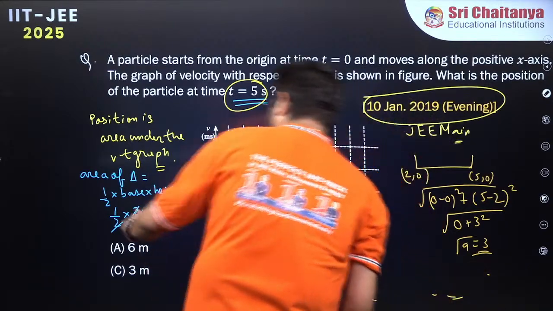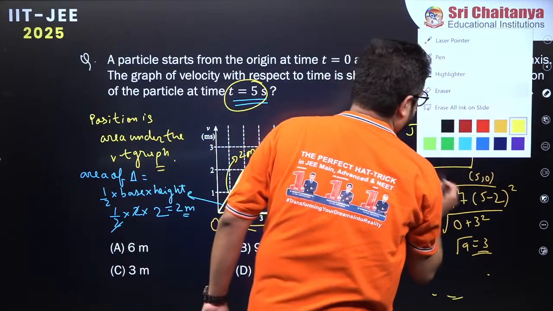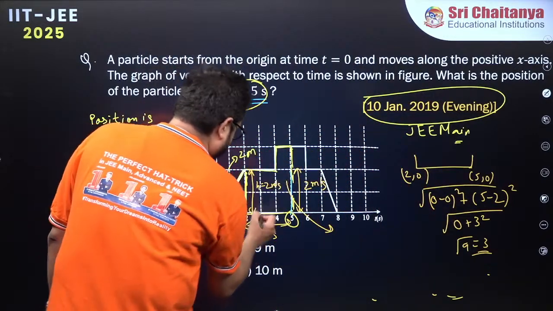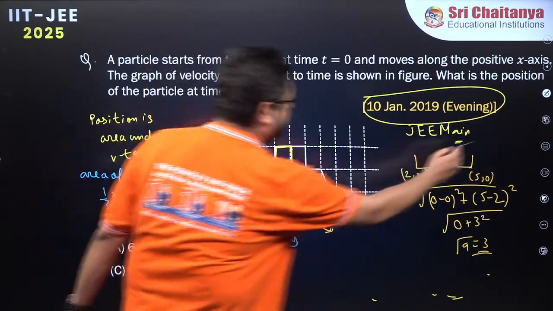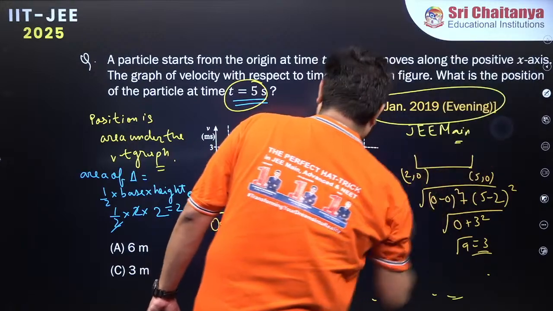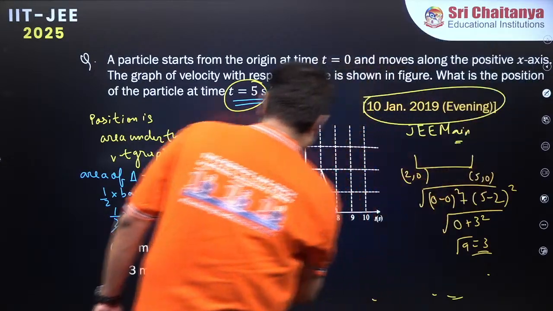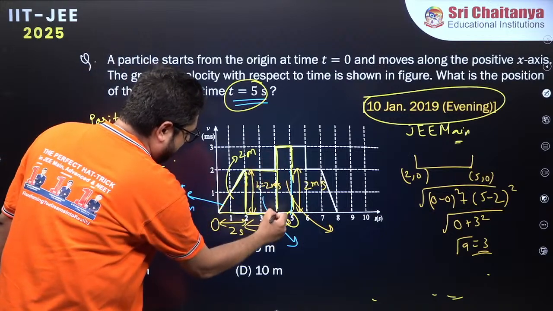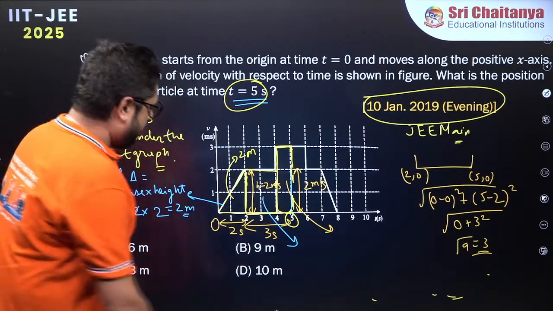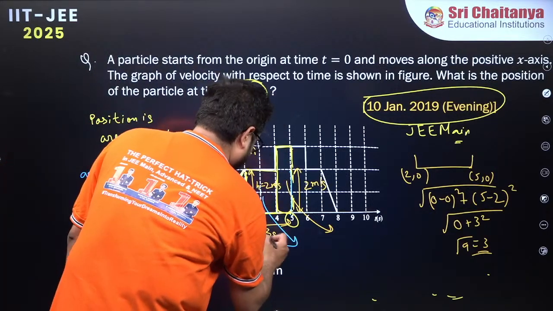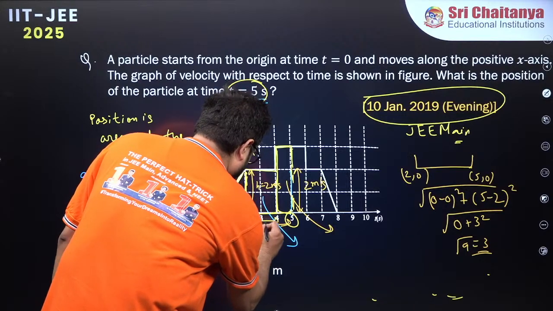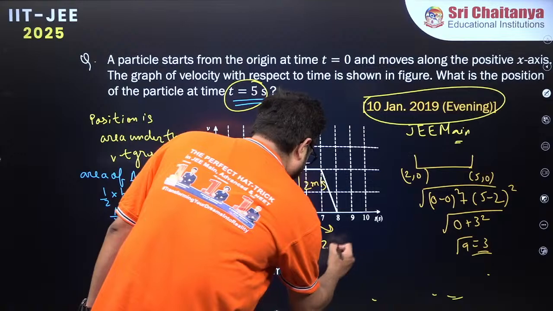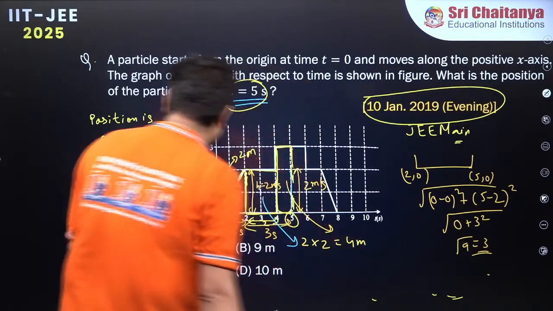See this thing. That's the reason you need to check the figures properly, isn't it? So now this is fine. Up to here, it's 2 meters. Now what needs to be done? You need to calculate the area of this rectangle, and then the thin rectangle's area needs to be calculated. So what will be the area of this rectangle? Length is 2, into the height, which is 2. You are going to get 4 meters.